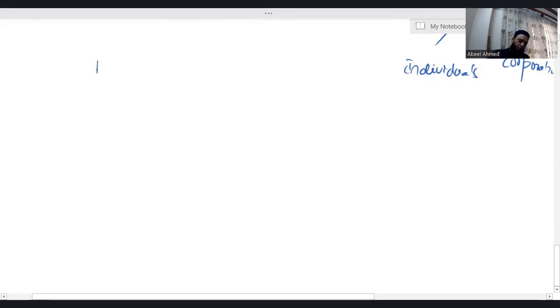Let me tell you the first, very basic point, that is tax. If somebody asks you the question, what is a tax? Actually, tax is a source of revenue for the government. If tax is a source of revenue for the government, then the question arises why the government collects tax from the people and from the corporations. There's a reason.